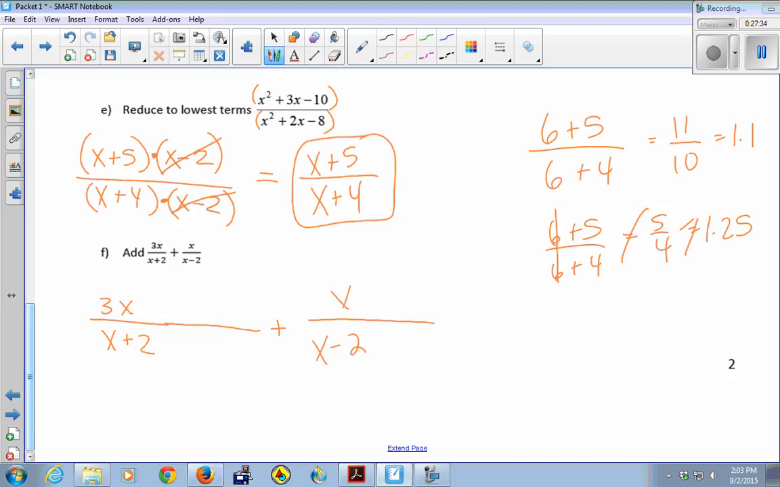So I need them to have the same denominator, and to get the same denominator, you multiply the top and bottom of a fraction by something, right? So this first fraction needs an x minus 2. So I put an x minus 2 in the denominator, and then you also have to multiply the numerator by the same thing, right? Because multiplying by x minus 2 over x minus 2 is just multiplying by 1, and you're not changing anything. And then on the right, my denominator needs an x plus 2. So I multiply by x plus 2 on the bottom and the top.